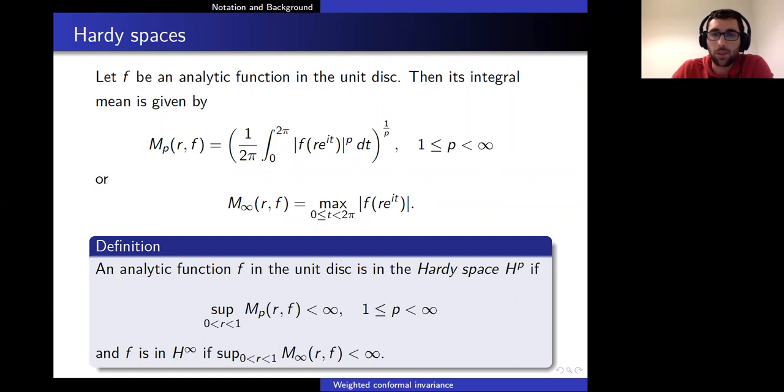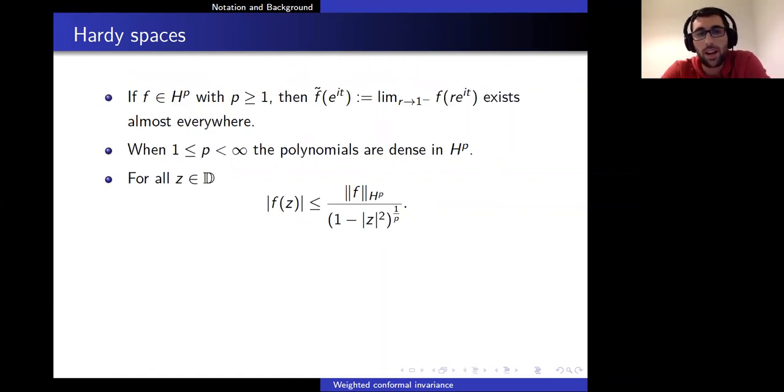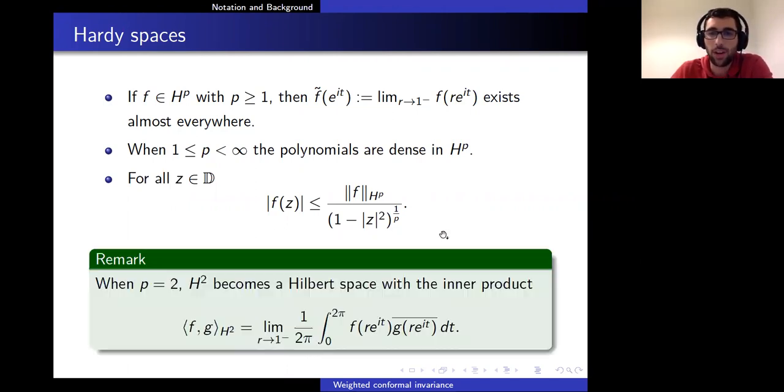For example, if we consider a function f in the Hardy space Hp, then its radial limits exist almost everywhere. Moreover, when p is finite, the polynomials are dense in the Hardy space Hp, and we have the following pointwise estimates. On the other hand, when p is equal to 2, the Hardy space H2 becomes a Hilbert space with this scalar product.